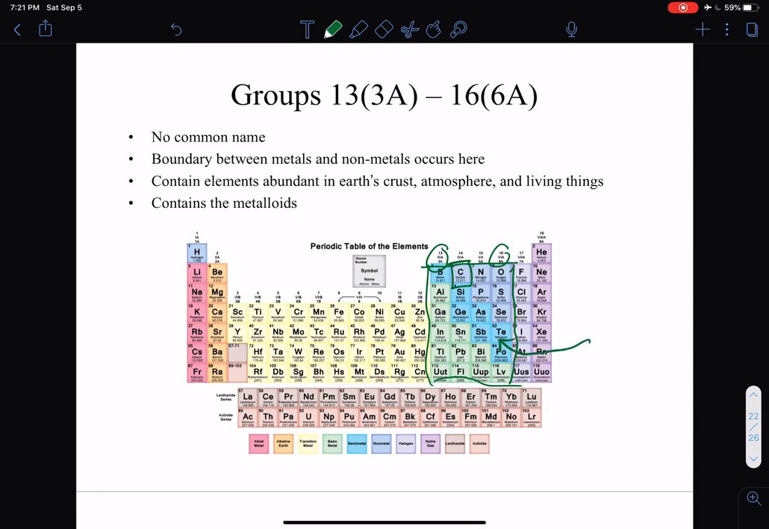Now, look at this one. This chart right here included polonium, but it did not include astatine. So you can see how one periodic table included one and the other one included the other. So again, just keep in mind that sometimes polonium and astatine are left out and sometimes they're put in there.